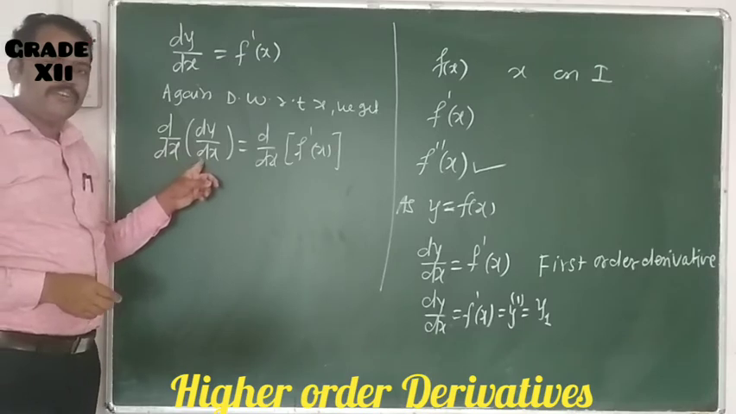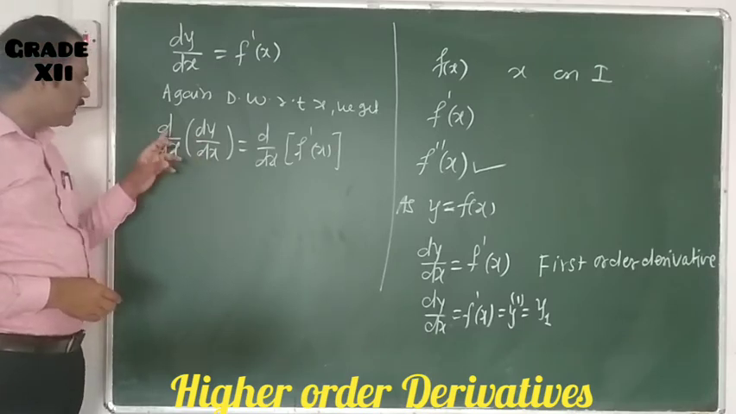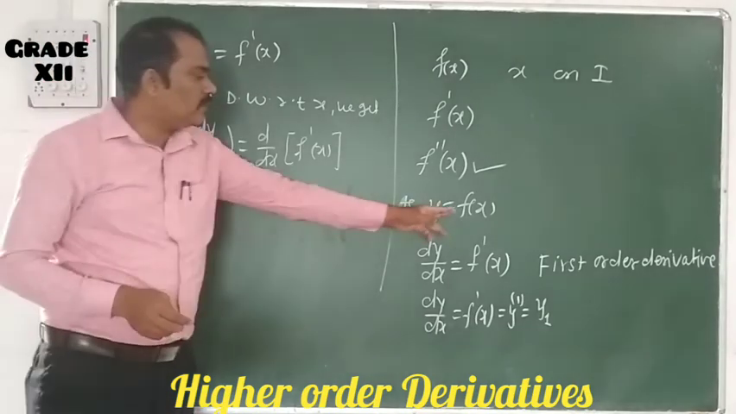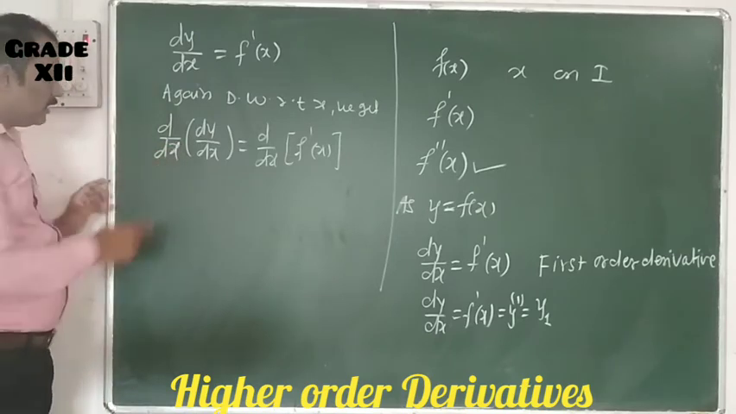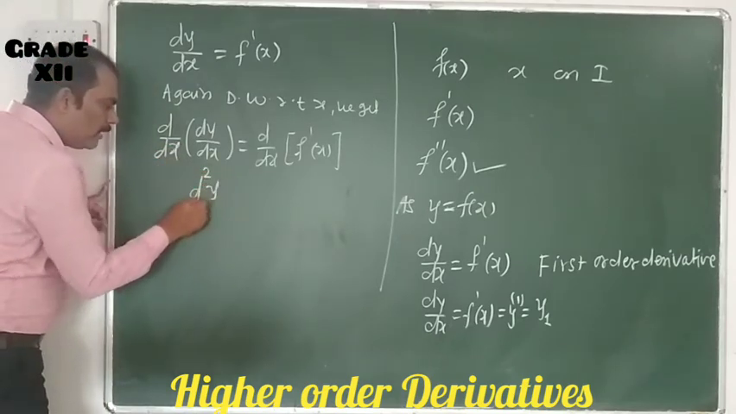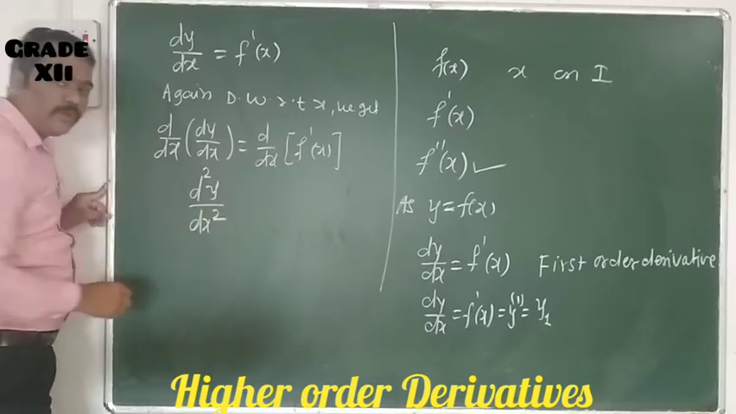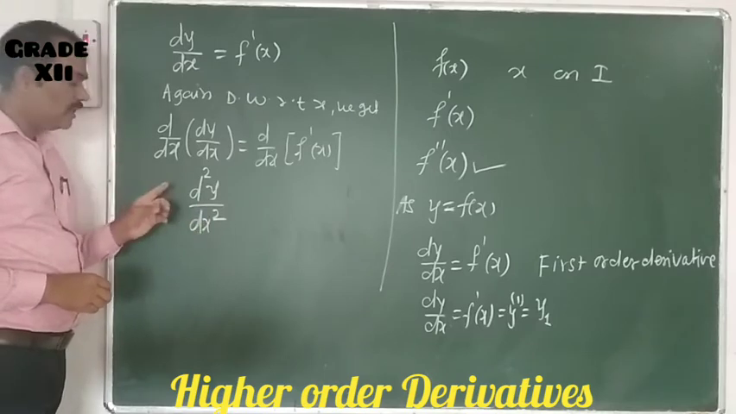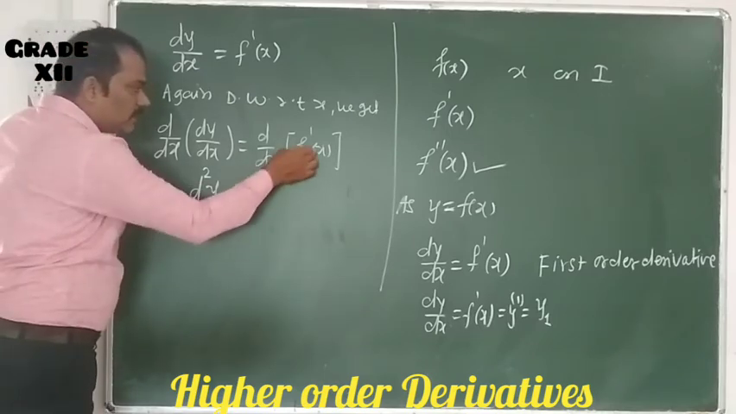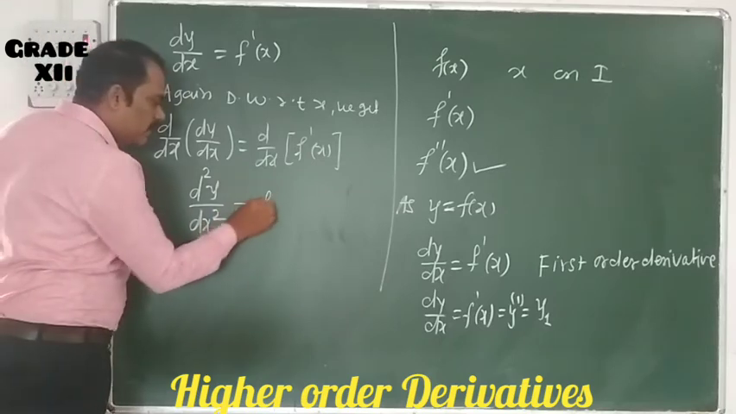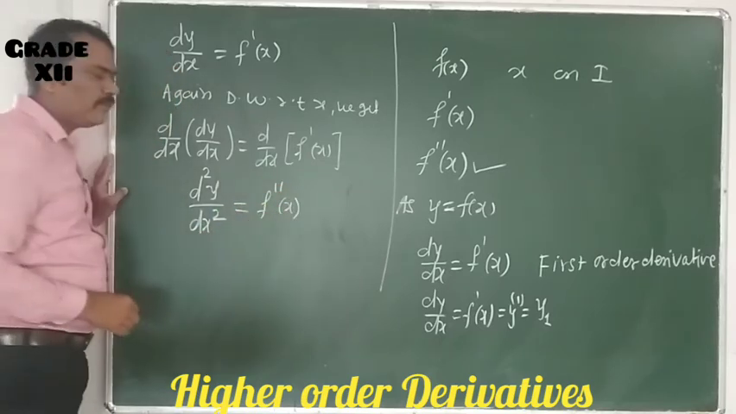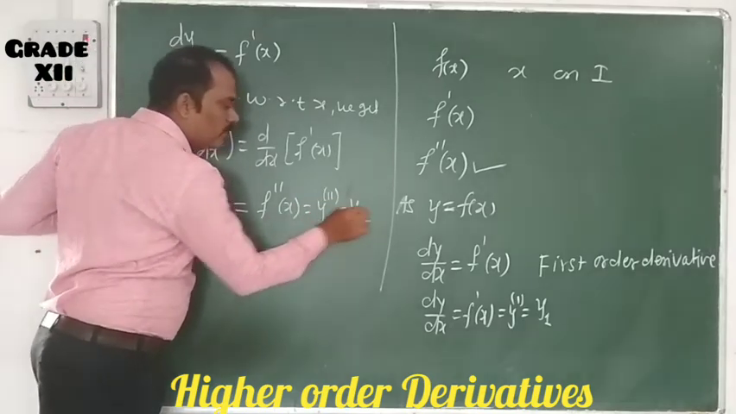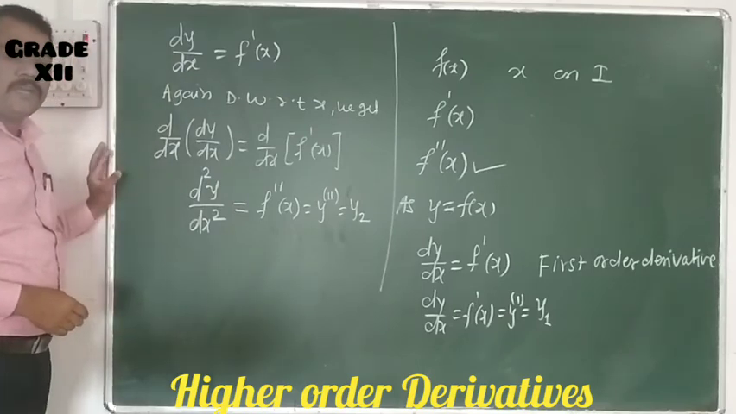So that is the first order derivative: we take the first time derivative of y with respect to x. Now we take the second time derivative of y is equal to f of x. We represent it like this: d2y by dx square. You read it as d2y by dx square, and the second order derivative of this f dash of x is given by f double dash of x. It is also given by y double dash, and also by y2.